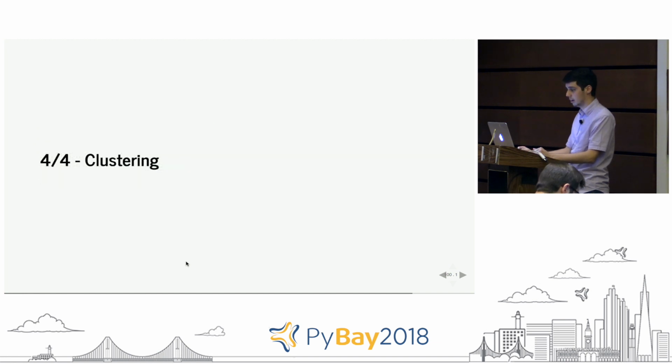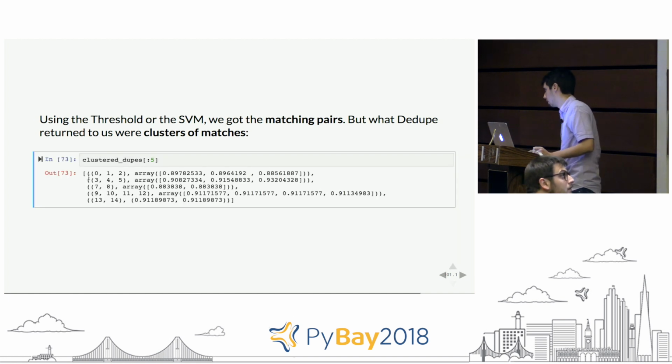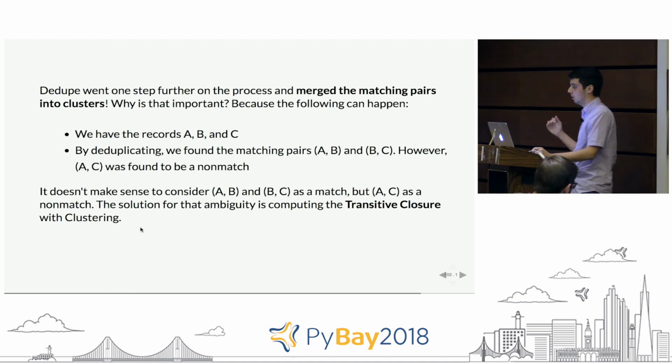Finally, clustering. Using the threshold or the SVM, we got the matching pairs. But what the dedupe really returned to us were the clusters of matches. The dedupe returned this to us: it returned that 0, 1, and 2 are a cluster, 3, 4, and 5 are a cluster, and so on. So the dedupe went one step further in the process and merged the matching pairs into clusters.